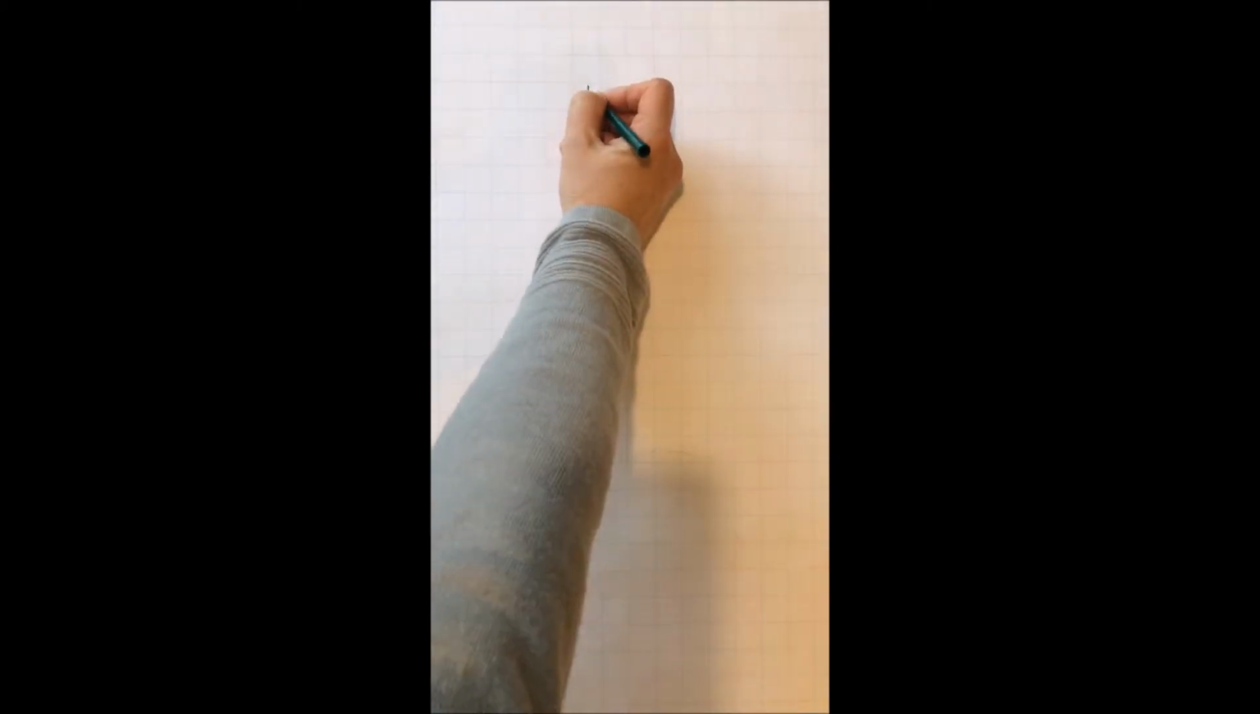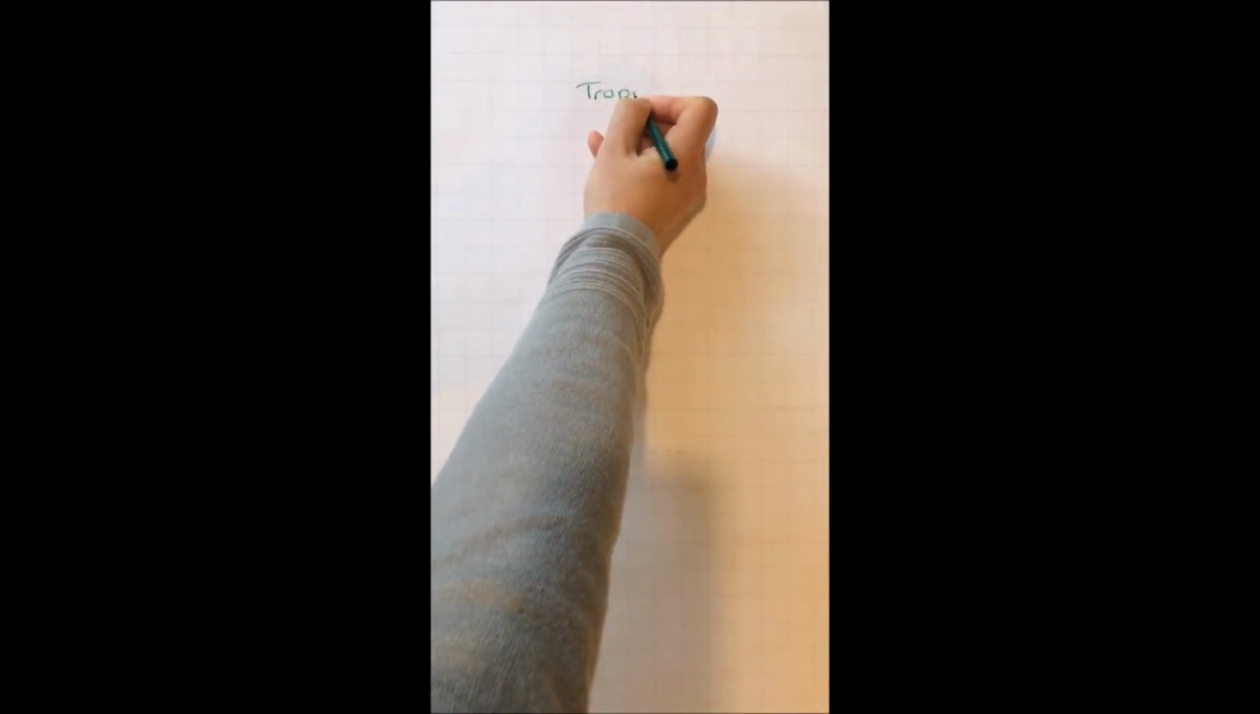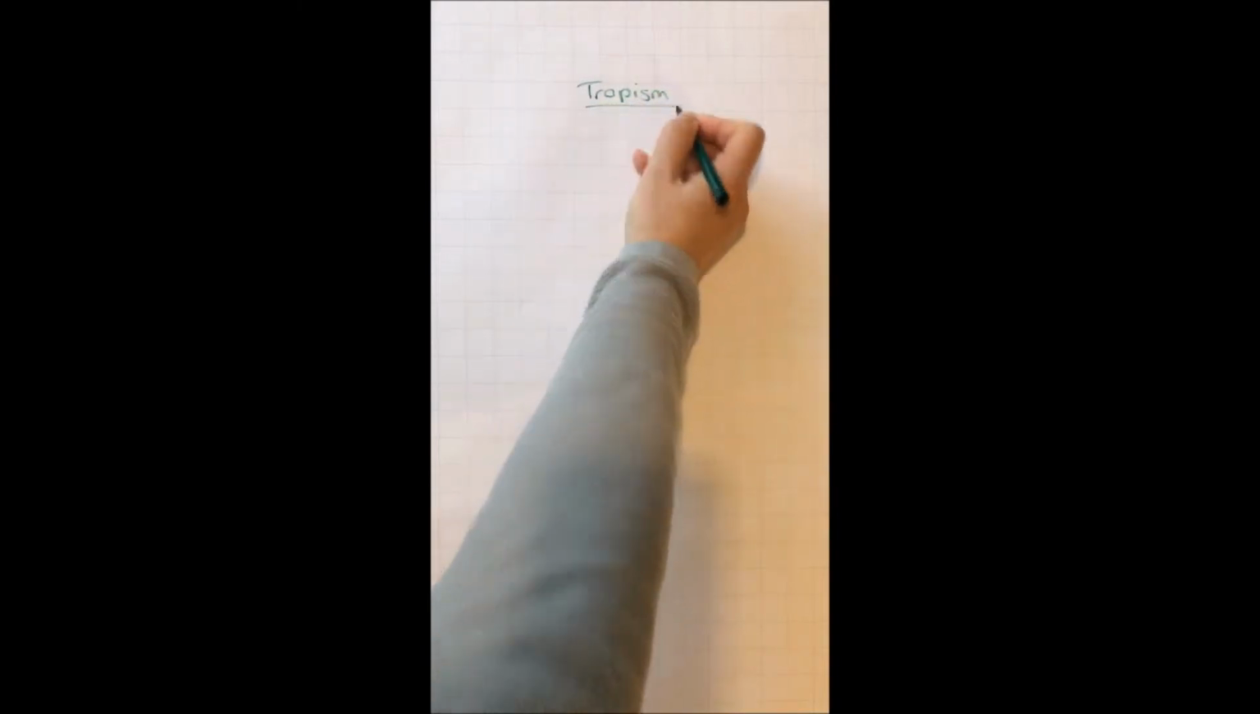So plants are able to respond to a stimulus in the environment, the same as animals do with their nervous system and their endocrine hormonal system. Plants can also do that. They have plant hormones that allow them to do that. And a plant response is referred to as a tropism. So that's the plant responding to a stimulus in the environment.